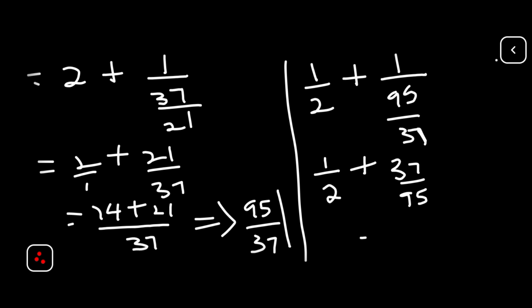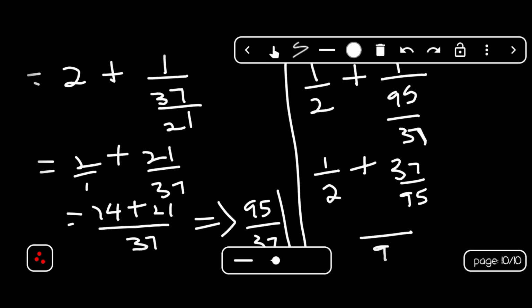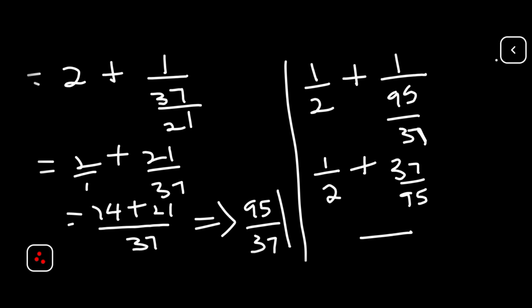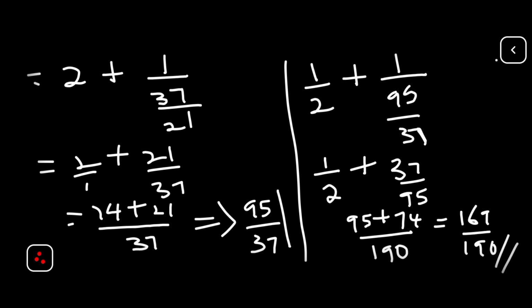Okay, so now LCM back again. So we have 95, oh, sorry, 95 is not the LCM, sorry. Our LCM is 190. You can check it out and see. So 190 into 2 is 95. 95 times 1 is 95. So 190 into 95 is 2. 2 times 37 is 74. So when we add that, we have 169 over 190. And that is our answer.